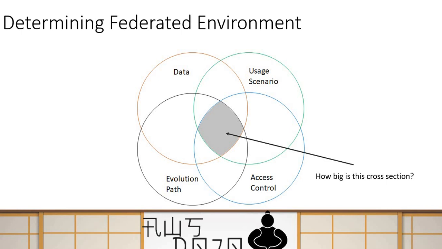So basically we are looking for this cross section between data, usage, access control and evolution path to see how big this cross section is. Because the bigger the cross section, the more common the requirements are, and the smaller the cross section, the more exclusive the requirements are to different people. I'm not saying this is the only way to decide whether to go for centralized or federated, but certainly I have seen this one in practice.